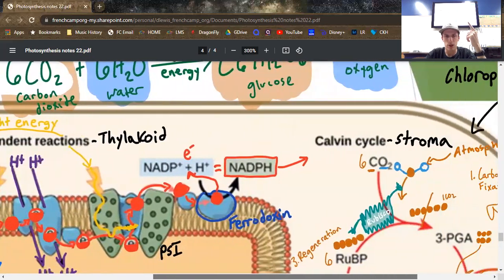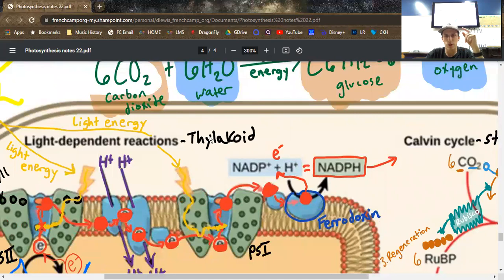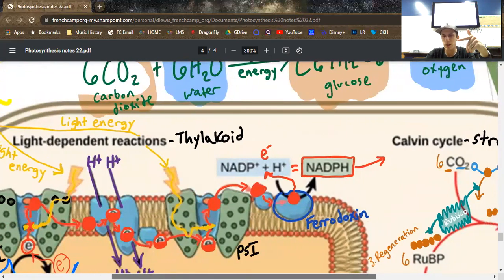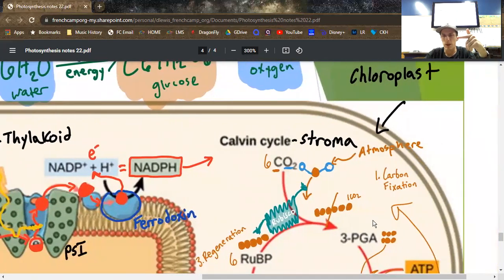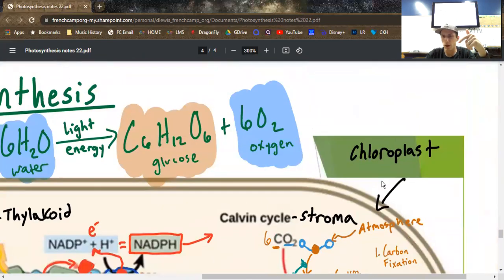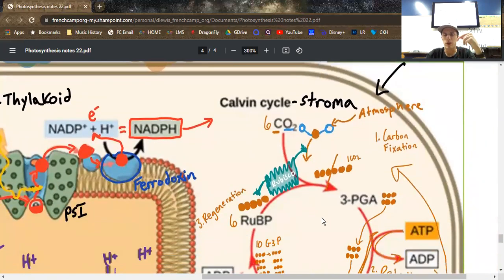This is just showing that this happens in the thylakoid and that the Calvin cycle happens in the stroma. All right. And this once again showing that all of this is happening in the chloroplast and in the plant cell. Some bacteria can do it too, but mostly we're just going to be looking at plant cells.